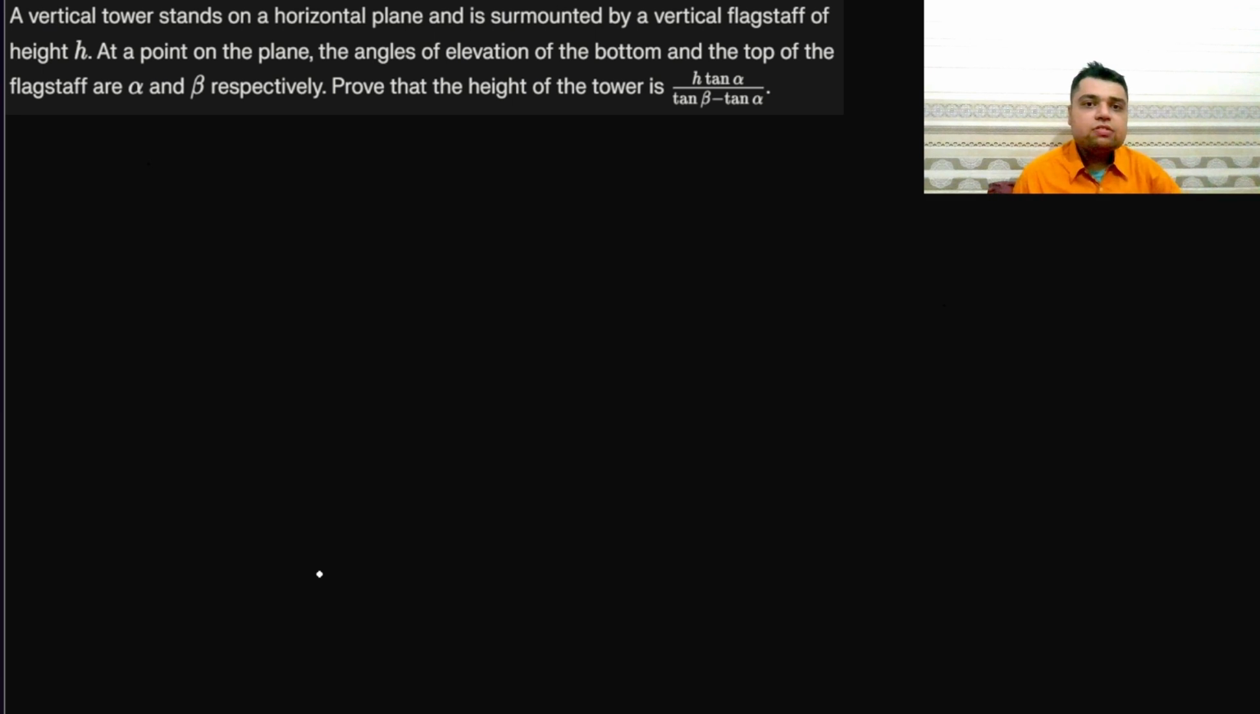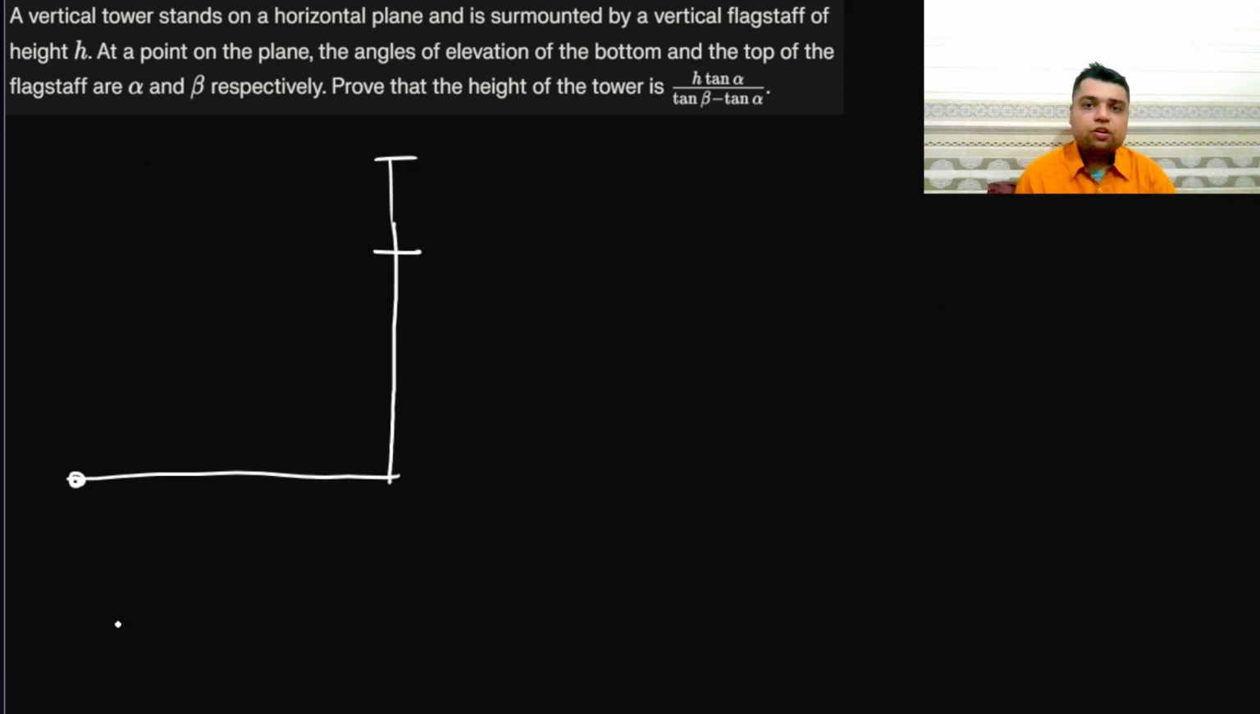A vertical tower stands on a horizontal plane and is surmounted by a vertical flagstaff of height h. So there is a tower and there is a flag. Okay, this is on the top of the building. At a point on a plane, there is a point on a plane.